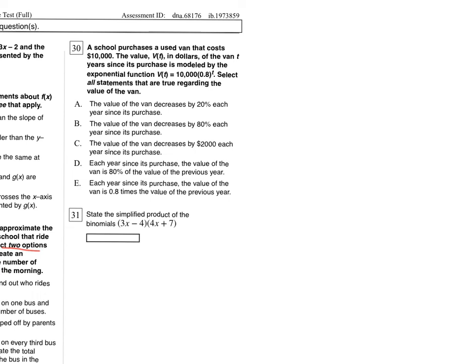All right, next up here, they gave us this equation, and it's got the 0.8t right there. And so they want us to select all statements that are true about the van.